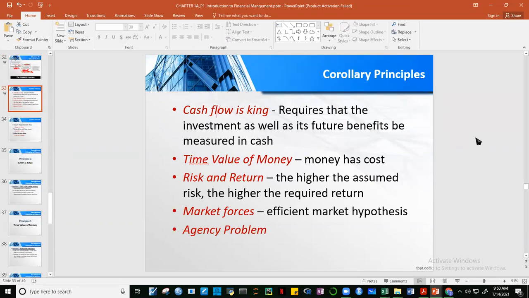Okay? And then the principle of risk and return, the higher the assumed risk, the higher the required return. So this was one of the questions we asked in question number 7 and 8. Firm A, a well-established company. Firm B, a newcomer in the industry. They both borrow 100 million, both for 20 years. One company issued a 7% bond, the other company issued an 8% bond. So, our question, who issued the 8% bond? The answer is Firm B.